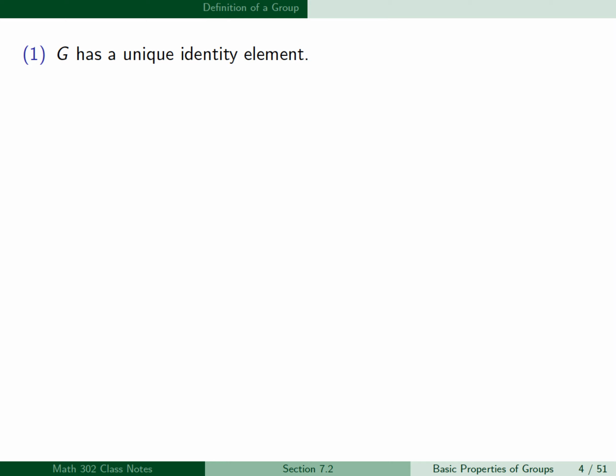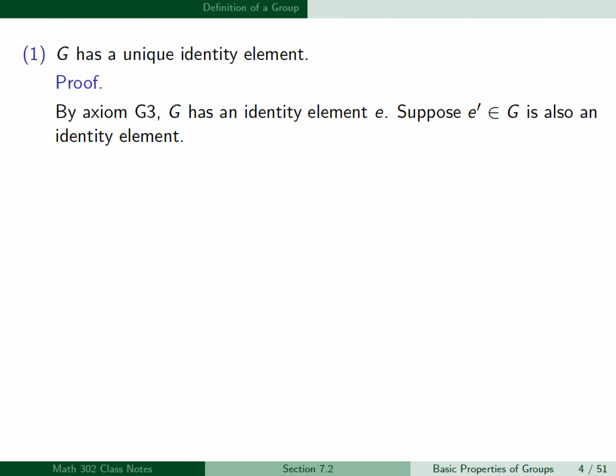So we'll start the proof by looking at part 1. We want to show that G has a unique identity element. By axiom G3, we know that G has an identity element E, and we'll suppose E prime in G is also an identity element. So this is our standard uniqueness proof, where we suppose we have two of an item, and then we want to show that they're equal to one another. So we need to show that E is equal to E prime.